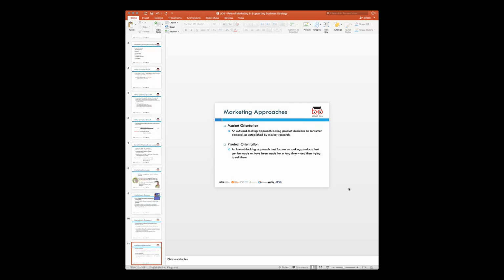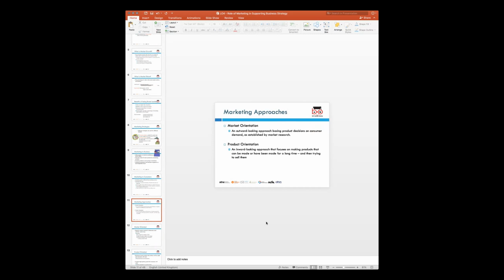In terms of market orientation, there are two types that we look at in particular, market and product orientation. An outward-looking approach, wherein product decisions are based on consumer demand, is market orientation. But an inward-looking approach, wherein the company is focused on making products which are created keeping in mind consumer demand and preferences, but from the point of view of being innovative and ahead of their time, with the company focusing on creating the product first and then trying to sell it later in the market, is a product orientation approach.